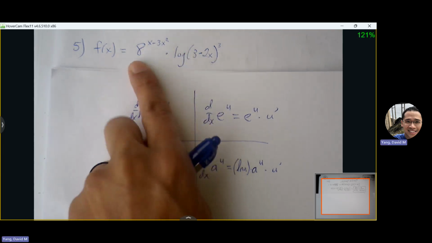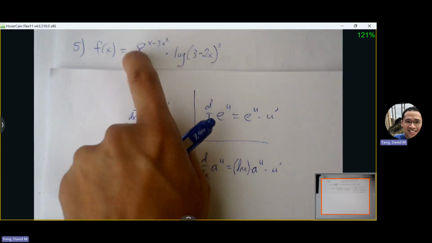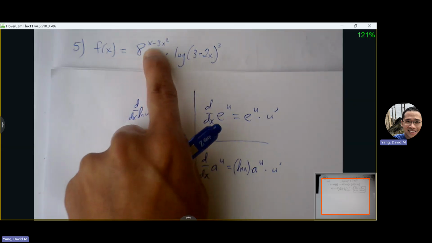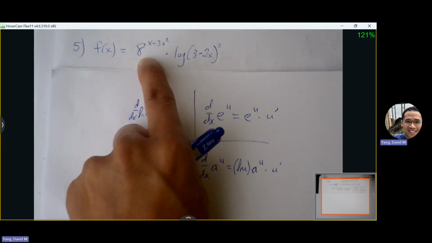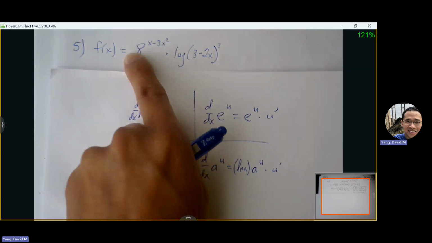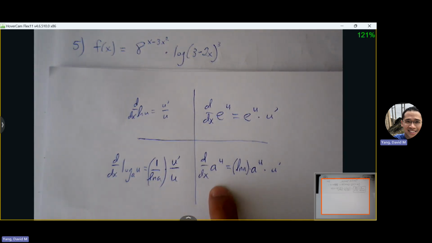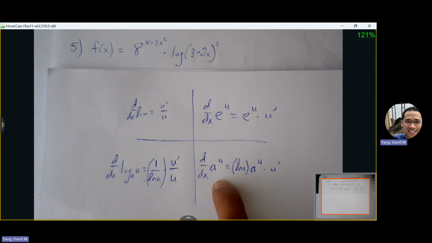Product rule, yeah. Now, 8 to the x minus 3x squared, we need to be able to recognize this as exponential. This is basically e to the u, but instead of base e, this is base 8. So we need to recognize this. Oh, this is my a to the u rule, very similar to e to the u, just with that extension of that natural log of a that needs to be in front.